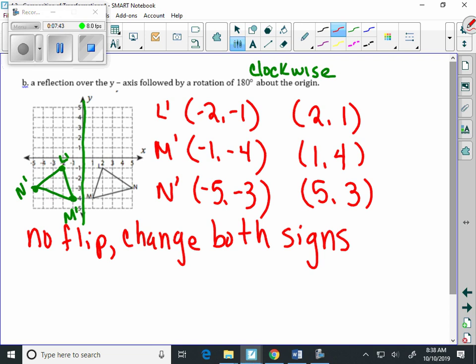And now we have our new ordered pairs. We just have to graph them. So 2, 1 is our new L. 1, 4 is going to be our new M. And 5, 3 is going to be our new N.